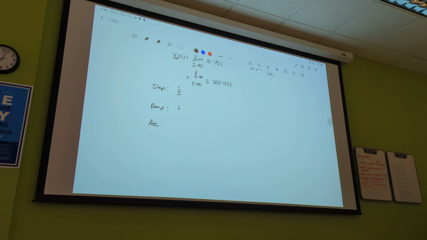A ramp would be 1 over s squared. And acceleration, I've never really messed with that before, so I'm assuming it's going to be 1 over s cubed. I'm not sure about that, but I am sure about the step and the ramp. Acceleration is 1 over s cubed. Yeah, s cubed. So in the time domain, I know what the step looks like.